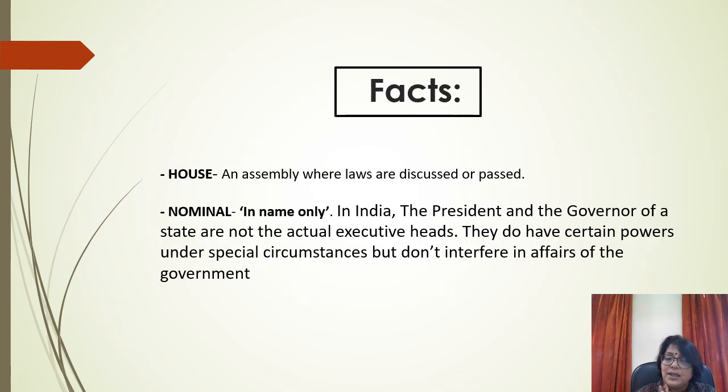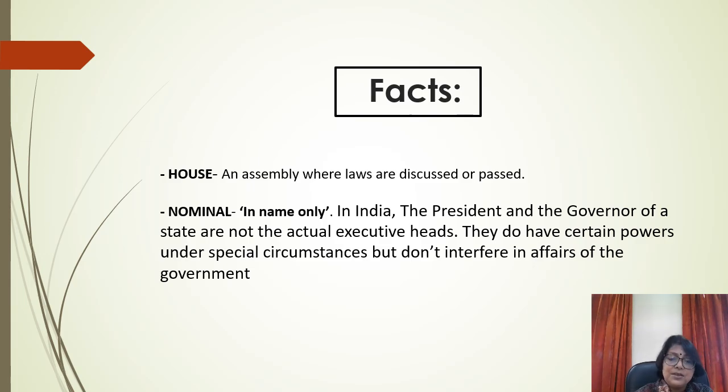Now, there are some facts which we should always remember. What is a house? An assembly where laws are discussed or passed. House means, at the national level, Lok Sabha and Rajya Sabha. At the state level, where one house is there, it is known as Vidhan Sabha.